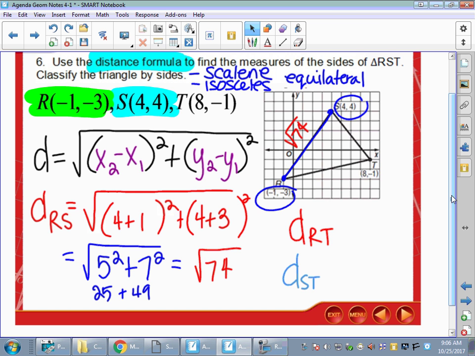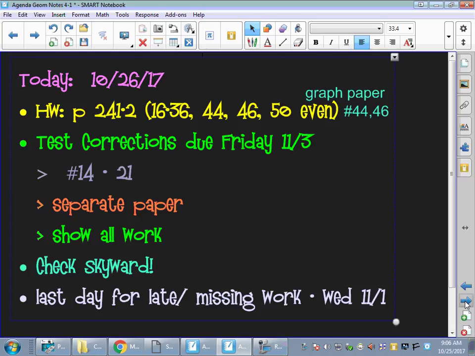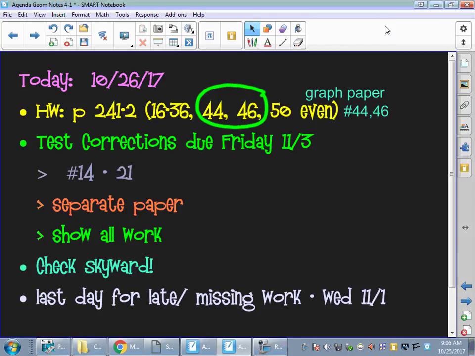So I've got one more practice that you don't have, but we'll skip that one. And your assignment is on pages 241 and 242, 16 to 36 evens, 44, 46, and 50. These 2 guys right here are the ones that you need graph paper for. There's graph paper for you that you can use and staple right on.